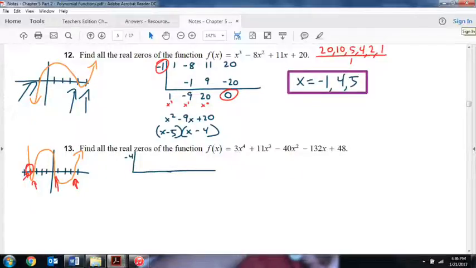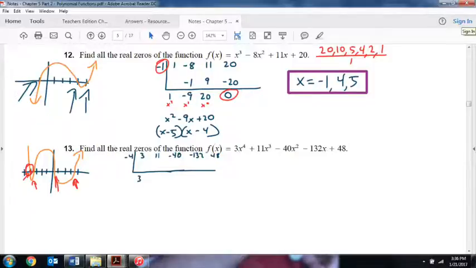More than likely. Just from looking at that. So 3, 11, negative 40, negative 132. That's not a 90, that's a 40. Negative 40. Negative 132. And 48. So let's try this again. You get to watch Mr. Hunter fall on his face.